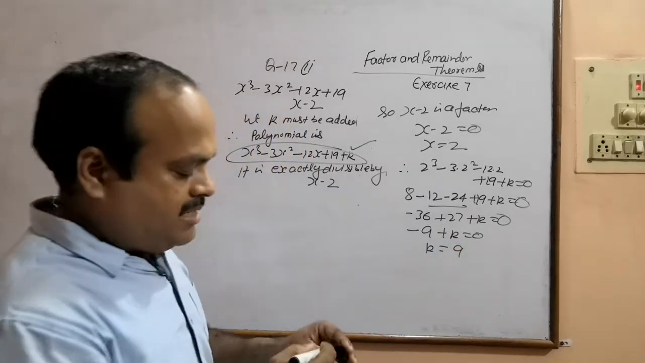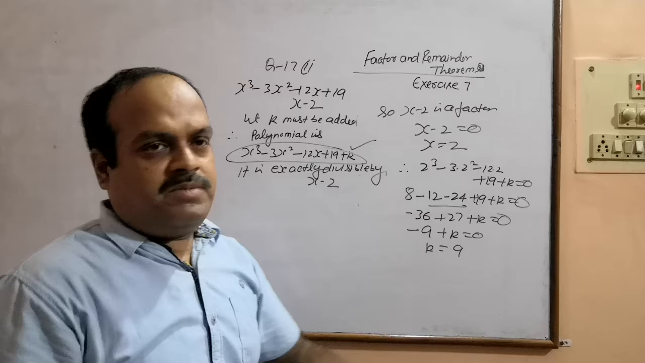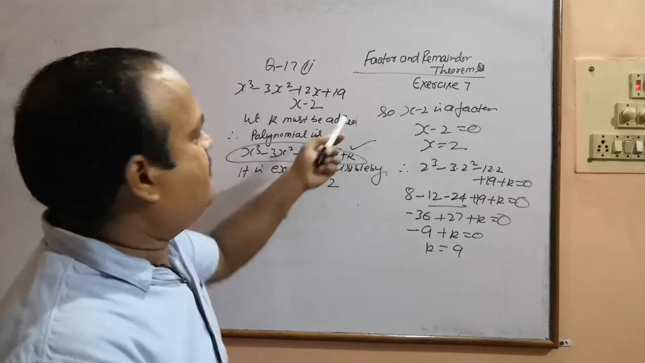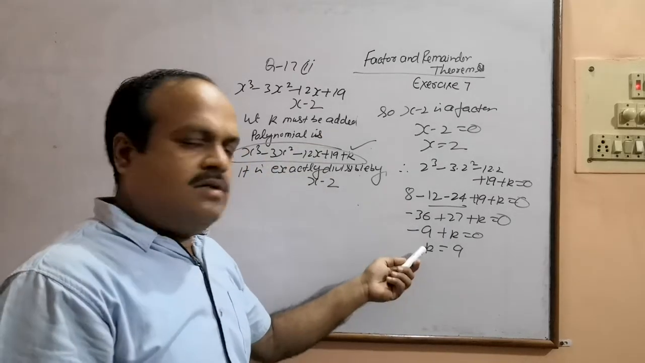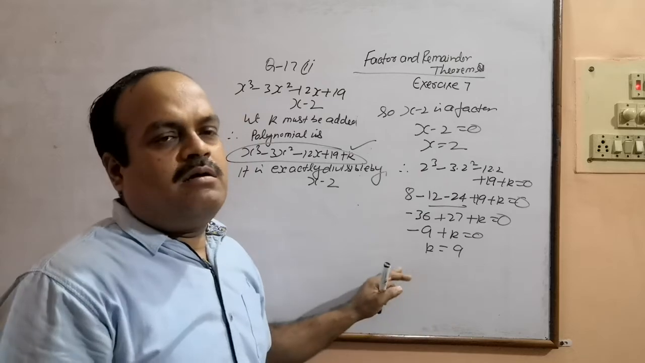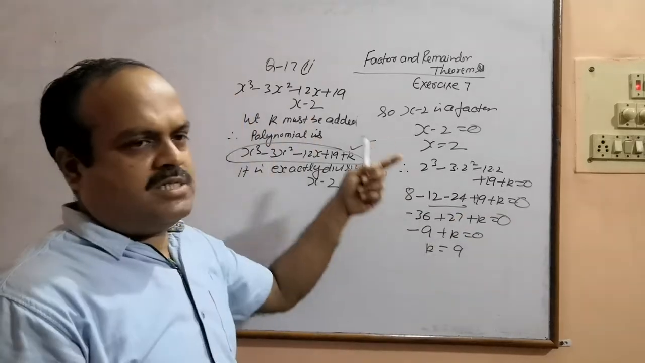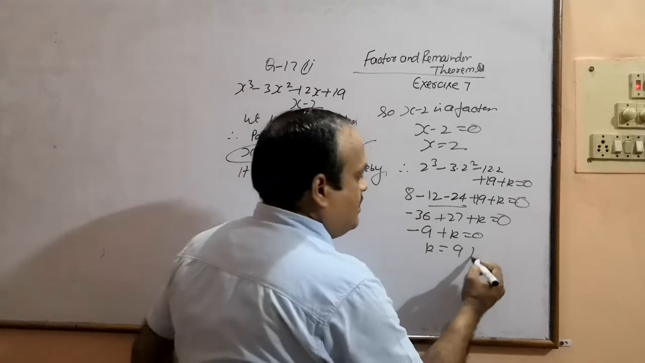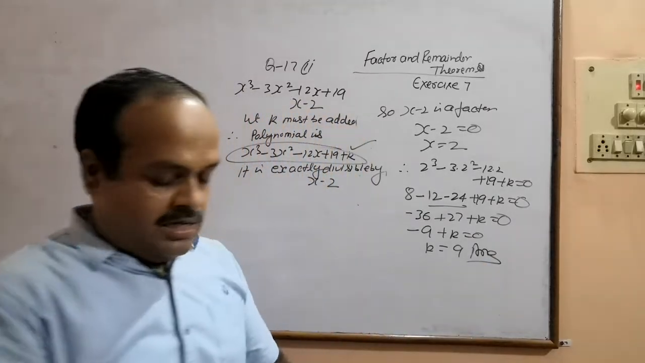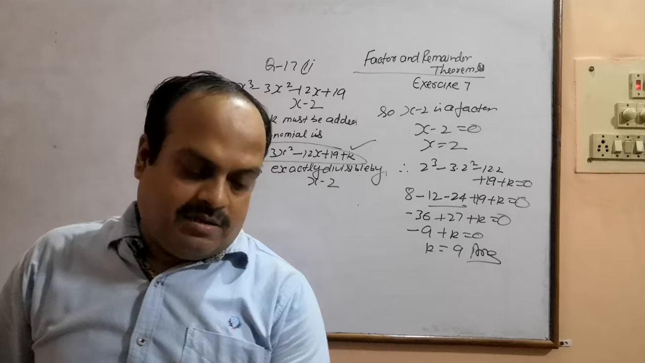Therefore k must be added. So I need not write k must be added, because I have already written here k must be added. So either you write here 9 must be added, or don't write, because you have written here k must be added. So here you can mention k equals 9 as the answer.